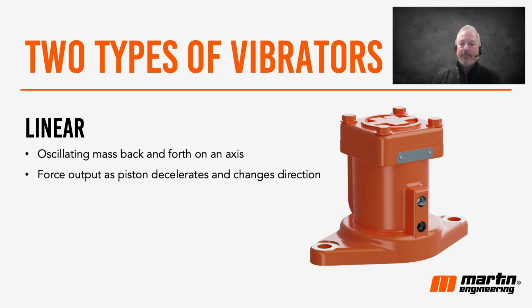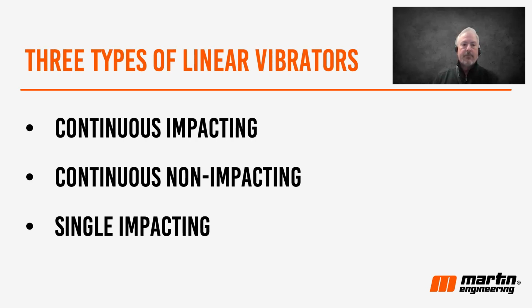These duplicate a hammer blow, but when applied and installed properly, do not damage the hopper wall. Our objective is to oil can the wall slightly to break the adhesion of the material off the wall. And they're terrific when compressed air is the only power source available and the material is either very dense or has high moisture content. The three types of linear vibrators that we'll look at are continuous impacting, continuous non-impacting, and then single impacting.